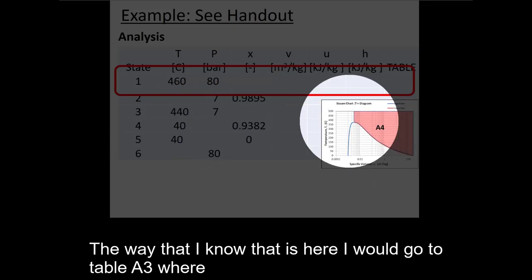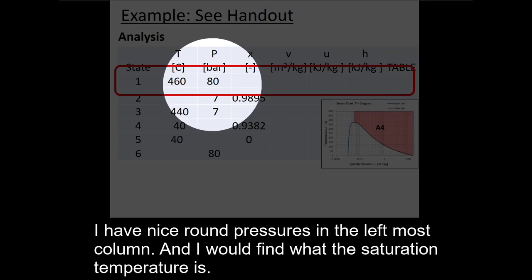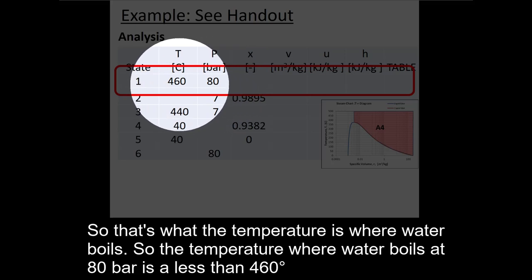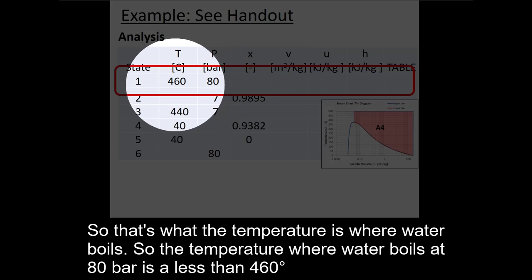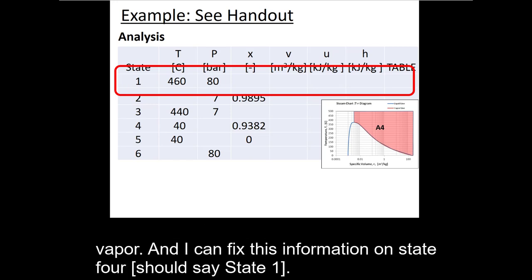The way that I know that is here I would go to table A3, where I have nice round pressures in the leftmost column, and I would find what the saturation temperature is. So that's what the temperature is where water boils. So the temperature where water boils at 80 bar is less than 460 degrees. That means we're above the boiling temperature, which must mean that we have a superheated vapor, and I can fix this information on state 4.